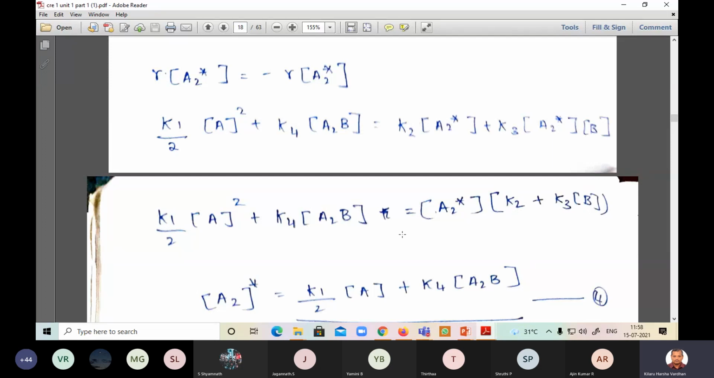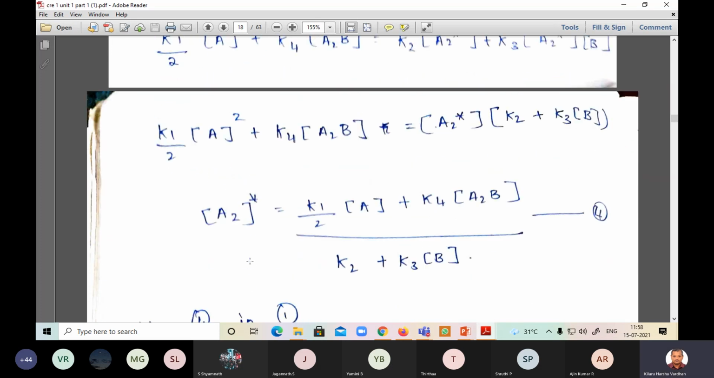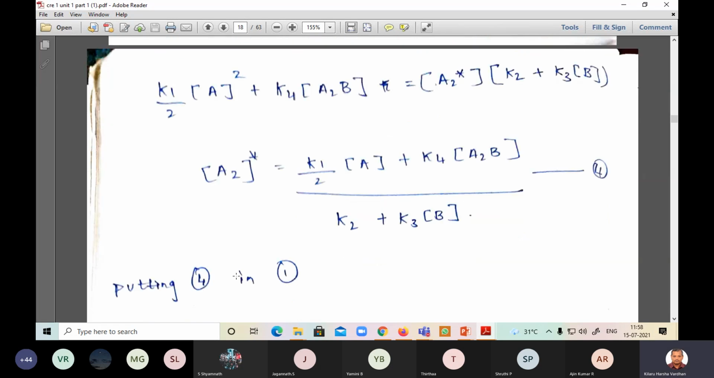And we want A2 star. From this equation, A2 star is nothing but K1 A square, sorry, the student missed this square, A square plus K4 A2B divided by K2 plus K3 into B. Now we got A2 star. This is the fourth one. Now you put this in the first equation.